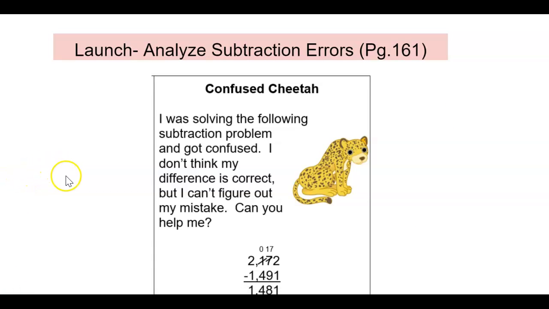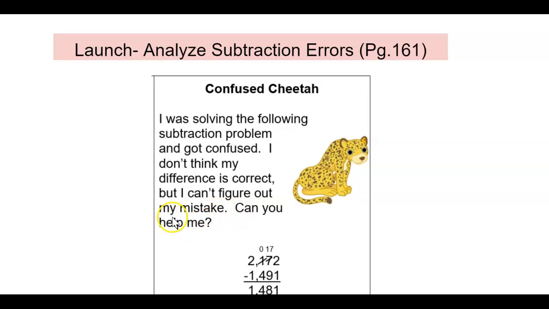So now we're going to move on to the second one on that same page, page 161. This is the confused cheetah. I was solving the following subtraction problem and got confused. I don't think my difference is correct, but I can't figure out my mistake. Can you help me? So we're going to help find the mistake.